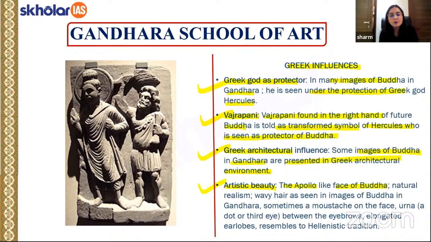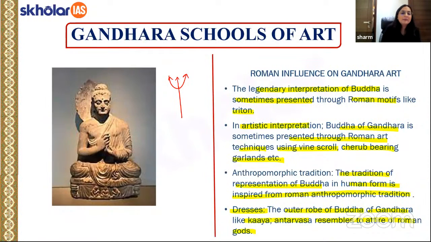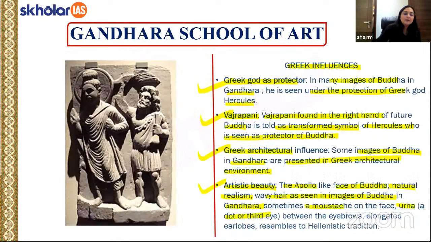Apart from that, students, it will be important to note that in the depiction of Buddha in the Gandhara school, there is a certain natural realism, which is again a Hellenistic feature, a Greek feature. Also, the wavy hair of Buddha in Gandhara is something that has been taken from the imagery of Greek gods. Also, students, sometimes Buddha is depicted with a mustache and an urna. This is an important point, students. Urna is basically a dot or a third eye. I will show you the same. So you can see that there is this particular dot or a third eye, which is depicted here. And this is something which has again been taken from the depiction of Greek gods. So face like Apollo, natural realism, the way his hair was being sculpted, the dresses which he was wearing, particularly the robes, and the urna or the third eye is something that has been taken from the Greeks.